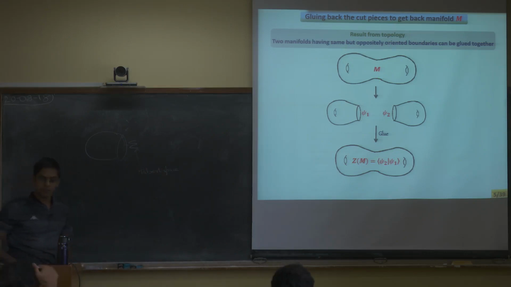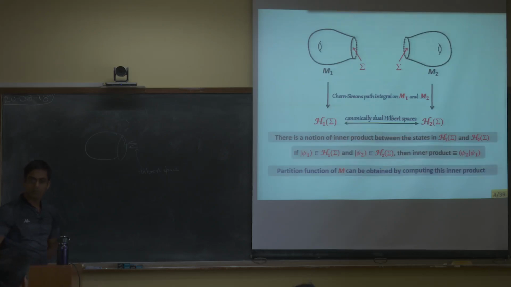What do you mean the two Hilbert spaces are canonically dual? I think it means that there's a notion of inner product, and you take the inner product of the two vectors. Are they not exactly the same Hilbert space? Mm. Some orientation difference? I mean, yeah. It's a Hilbert space of Chern-Simons on the same two manifolds.